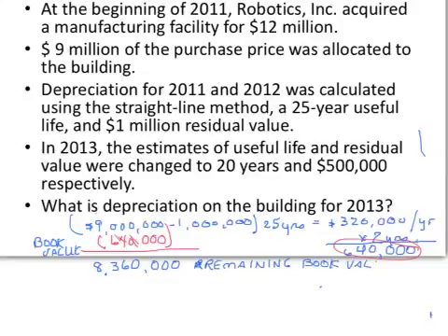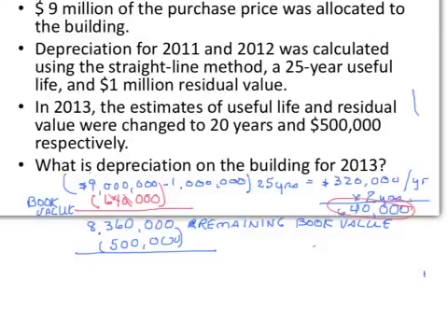In a revision of an estimate, all they're going to do is take this revised undepreciated cost, subtract the new residual value, which is $500,000, because we're still doing cost minus the residual value, and we have this allocation base remaining of $7,860,000. That will be allocated over the remaining years of useful life. Remember, they revised it to 20 years total.